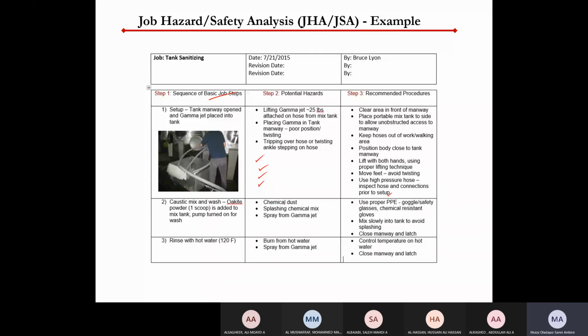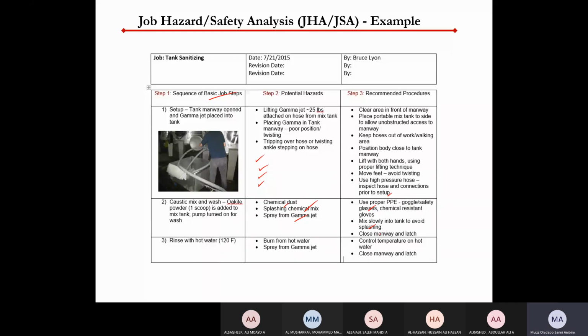Next to here, you could see that chemical dust could be one of the hazards. Splashing chemical mix, spray from the gamma jet. And how can you control this? Use proper PPE, such as gloves, glasses, chemical resistant gloves. Mix slowly into the tank to avoid splashing. Okay, so you mix gradually to avoid any splashing.